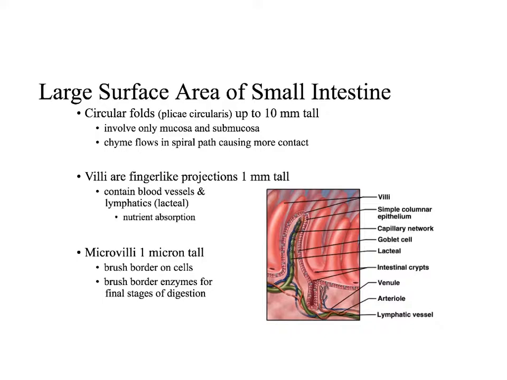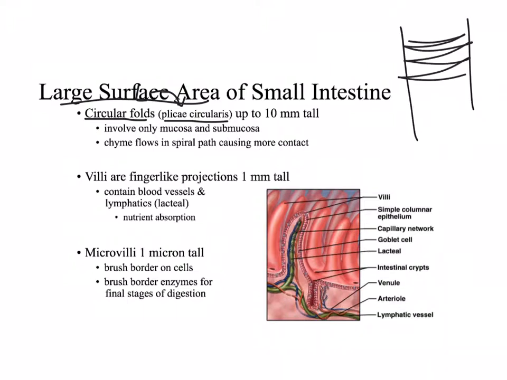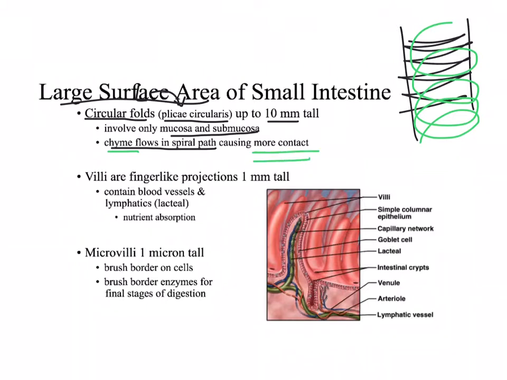The small intestine has a huge surface area, so it's got lots of things that are going to increase its surface area. It has circular folds, which they used to call plicae circularis, so sometimes you'll see either one. If you took it and stretched it out, you're going to see all these folds going back and forth like this. They're about a centimeter tall, so 10 millimeters tall. They only involve the mucosa and the submucosa, and what they're going to do is direct the chyme as it comes through, so it kind of spirals through and contacts the small intestine as much as it can. It sends it down like a half pipe where it's spinning around.